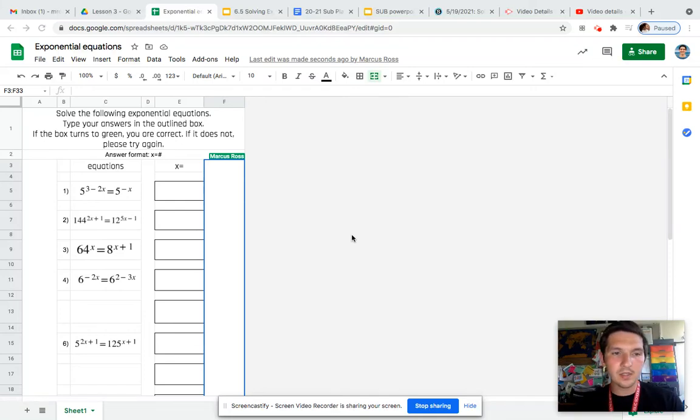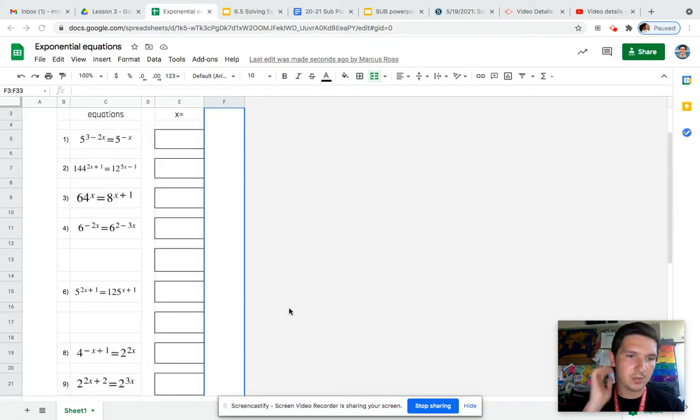You guys, so I already did number 1 for you, so I'm going to go ahead and jump to number 2. 144 to the 2x plus 1 equals 12 to the 5x minus 1. Right off the bat, I know that 12 is going to work for both of these. So I'm going to pull out 144 and make it 12 to the second. And now it's going to be 12 to the second times 2x plus 1 equals 12 to the 5x minus 1. We're going to distribute that 2 to the 2x and the 1, and then you'll go from there. Pull out your exponential functions, set them equal to each other, okay?